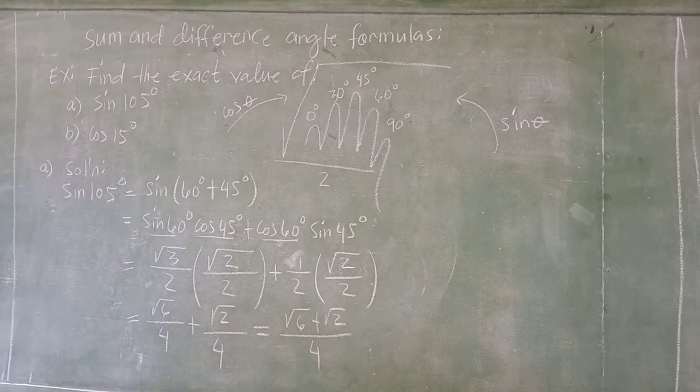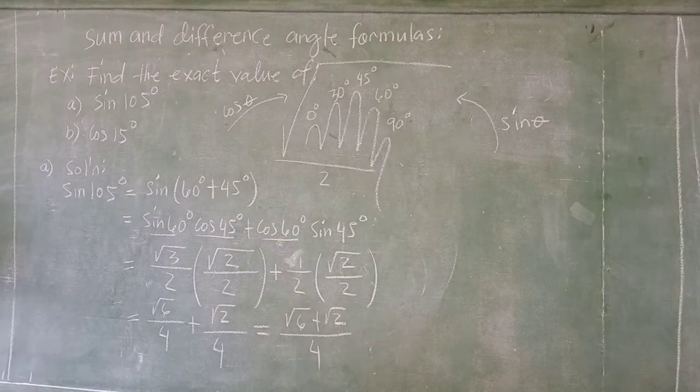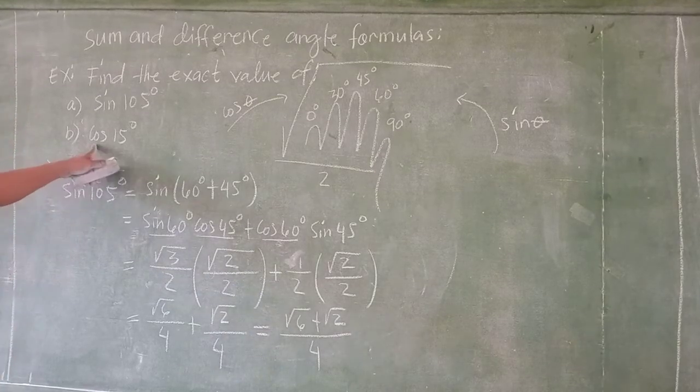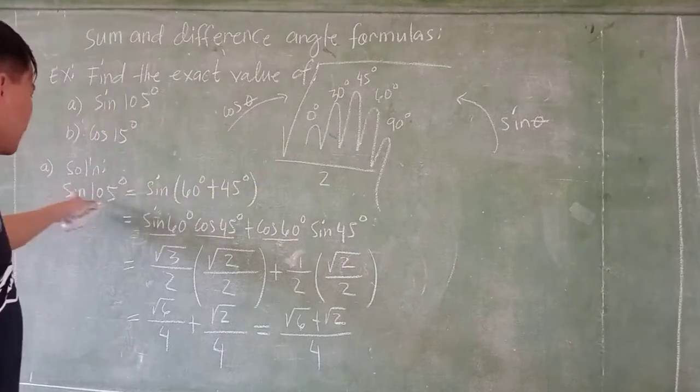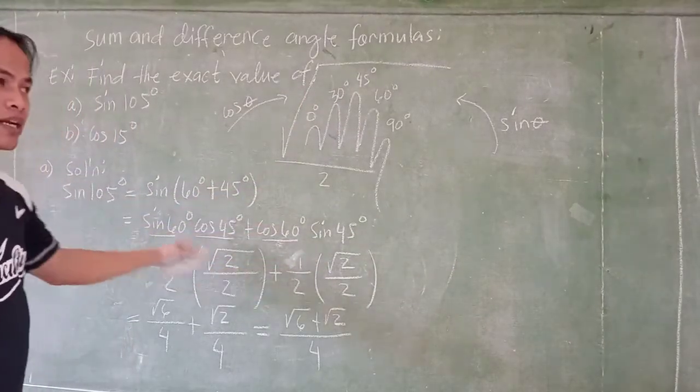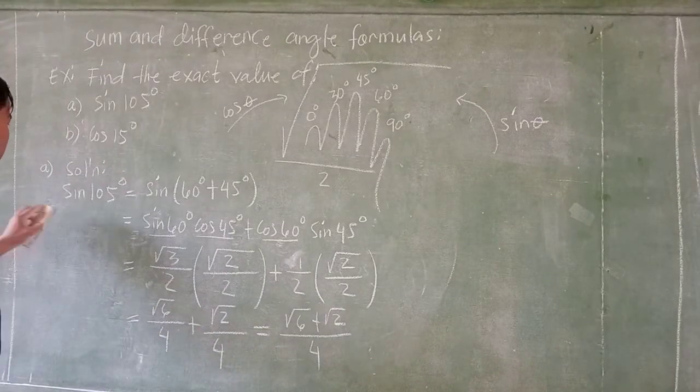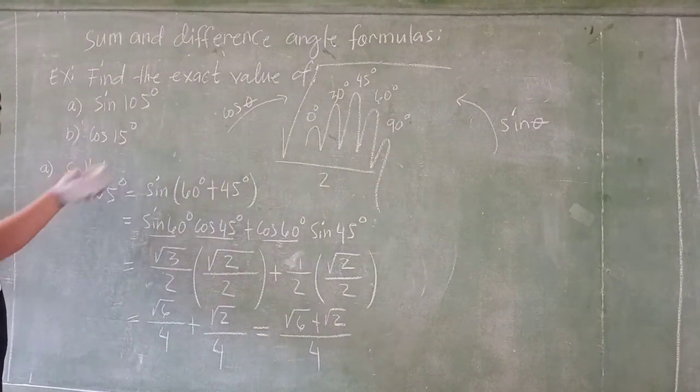Okay, so that is how to find the exact value of the sine of 105 degrees. Okay, let us proceed now for cos of 15. I will not erase this one. Hindi ako erase only the solution for letter A para napatay space. Para magamit pa ang figure for letter B.